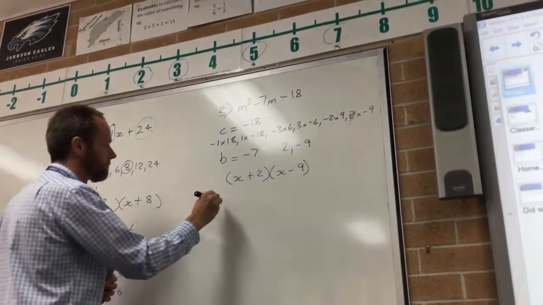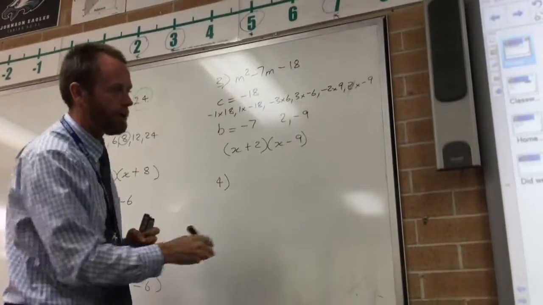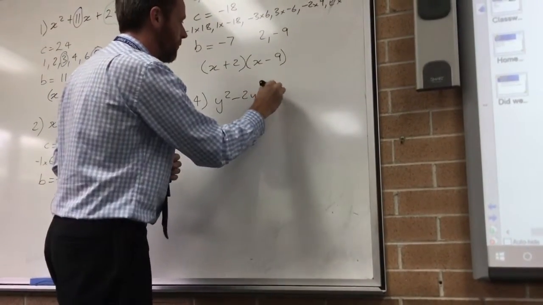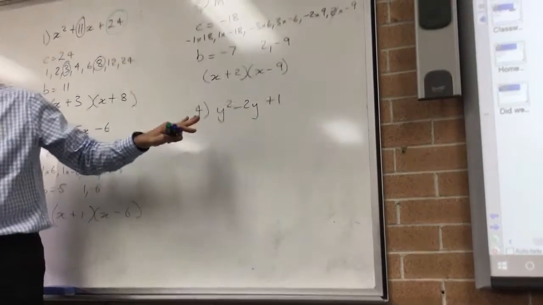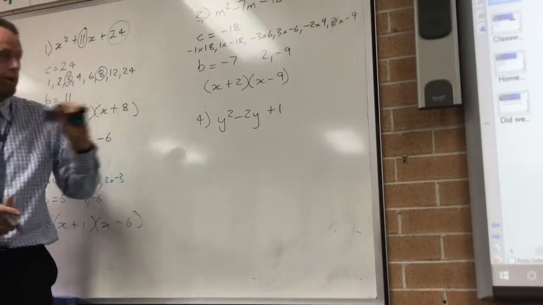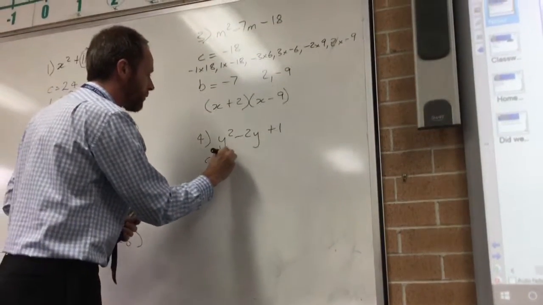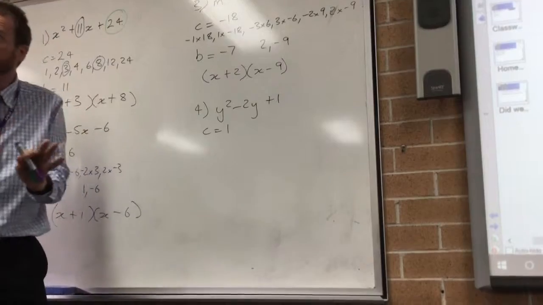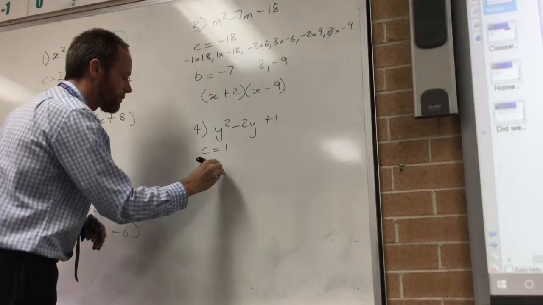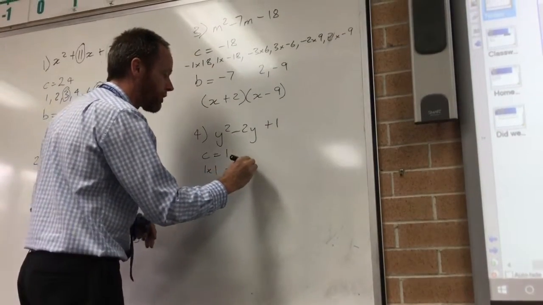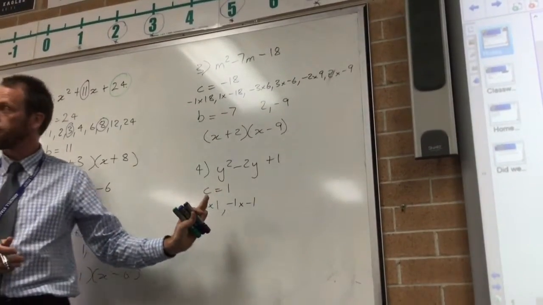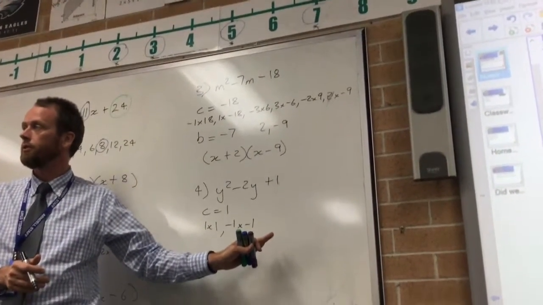Question 4. y squared minus 2y plus 1. This actually looks like our easiest one. When I come to do it, if c is equal to 1, that means I can only have 2 possible sets of factors. I could either have 1 times 1 or minus 1 times minus 1. Be aware of that. That a negative times a negative gives you a positive.